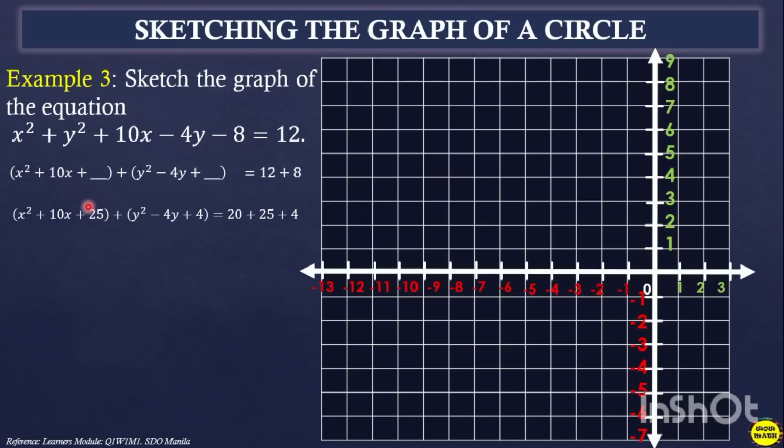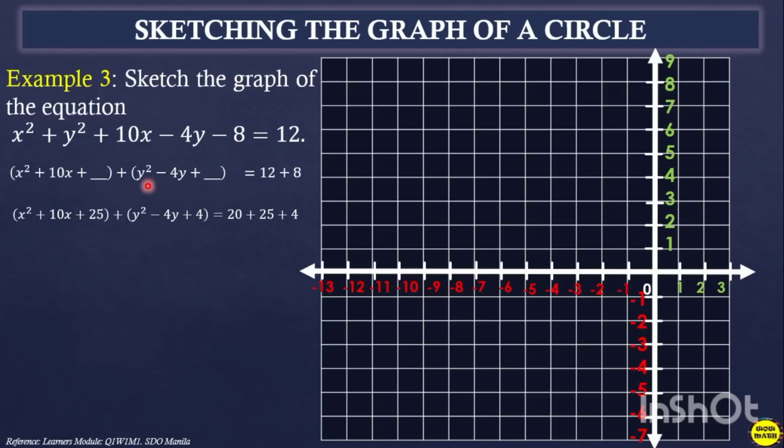5 times 5, that is 25. So, i-add din natin dito. So, kapag pinoprocess natin yung completing the square, kung anong dinagdag natin dito sa left side ng equation natin, idadagdag din natin dun sa right side ng equation natin.